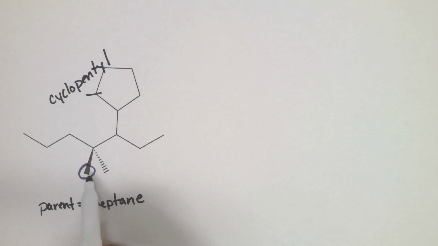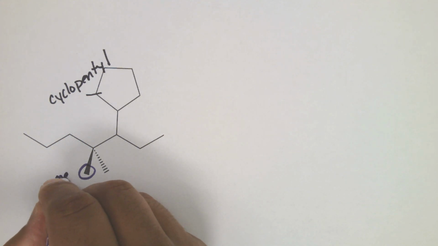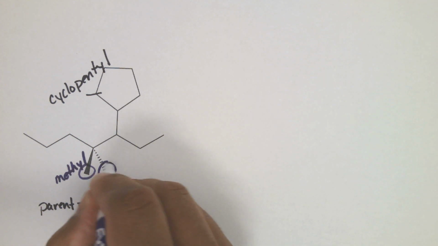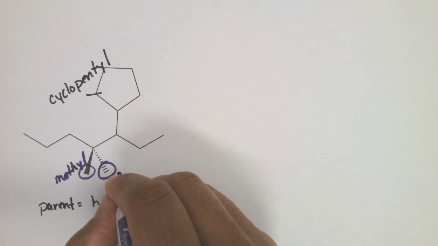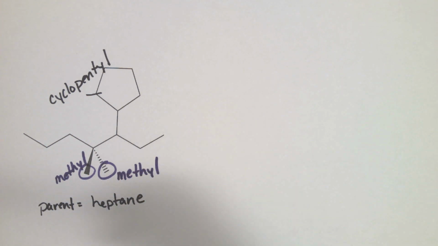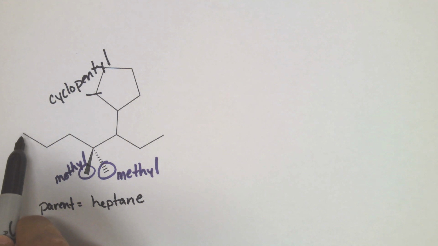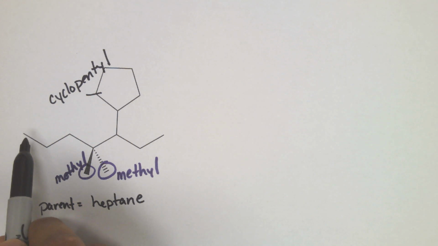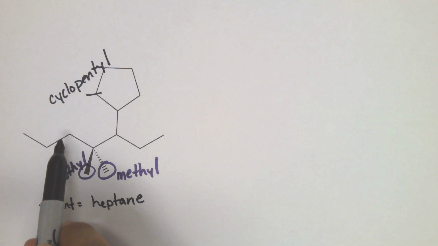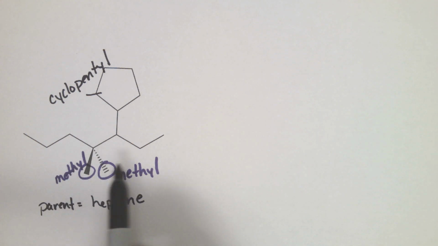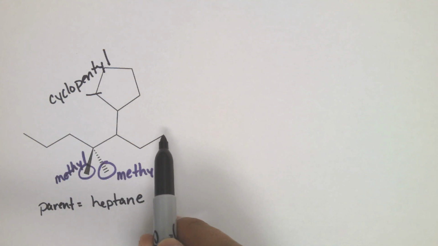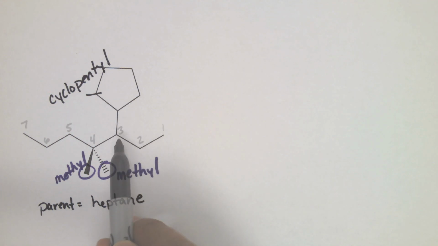I've added two other substituents. Right here we have the wedge and the dash, the wedge representing a methyl group pointing out of your screen, and the dash is another methyl group pointing into your screen. We want to number the parent chain. If I start here, our first substituents would be at carbons 1, 2, 3, 4. If I start counting from right to left, my first substituent is at carbon number 3.